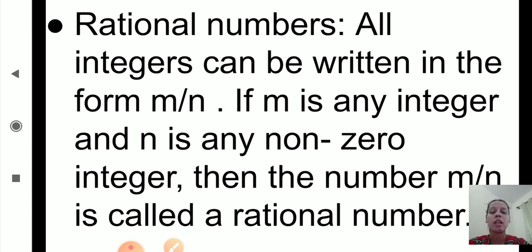A rational number is written in the form m upon n, where m is any integer and n is any non-zero integer. That is called a rational number. Now we'll start with practice set 22.